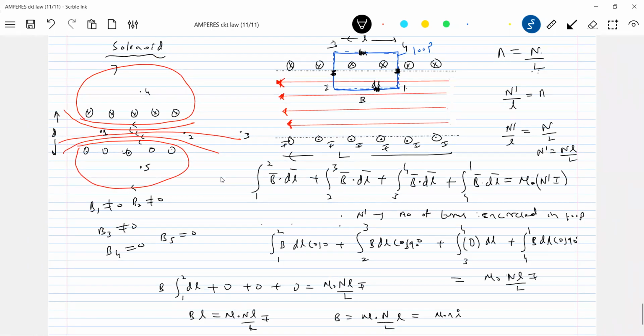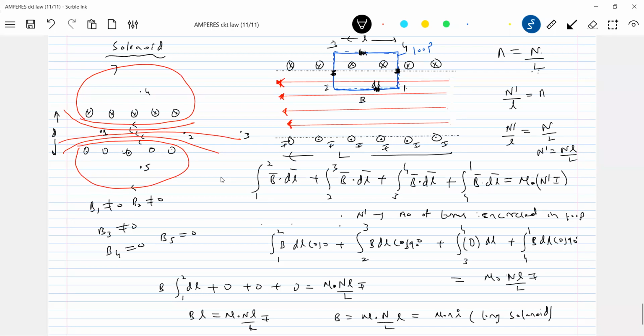Don't bother with anything big. Strictly, we are discussing the long solenoid. So for a short solenoid, we can't find it out. Leave it. So come out of Ampere's circuital law. Already you have the formula. Use that formula. Don't fight with anything here.